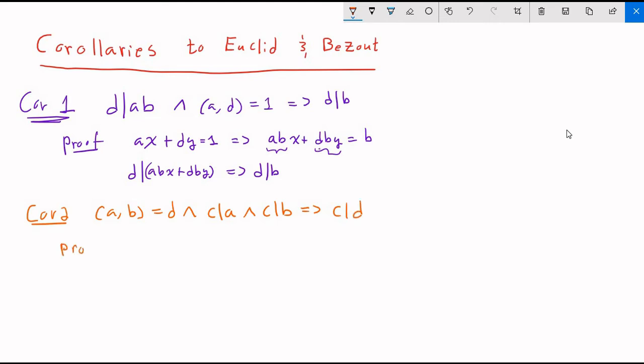Again, this is going to follow from an application of Bezout's theorem, because Bezout's theorem tells us exactly that we have a pair of integers x and y, so that ax plus by is equal to d. And again, c divides a, so it divides a times x. c divides b, so it divides b times y. In other words, c divides a times x plus b times y. And again, we've seen that's just the same thing as c dividing d.